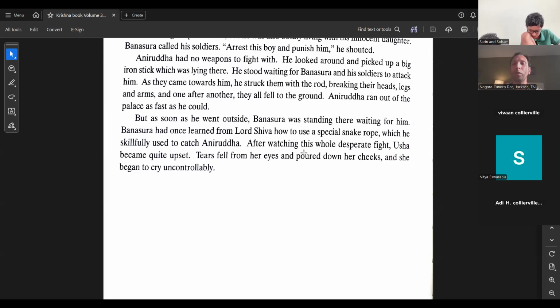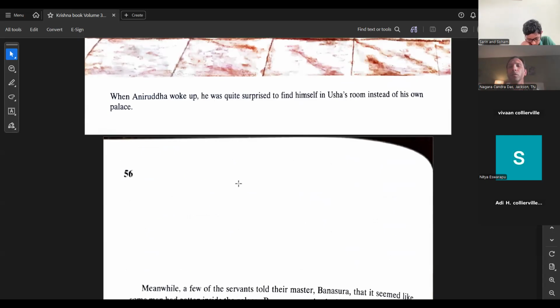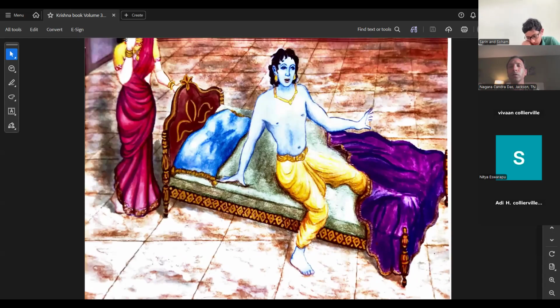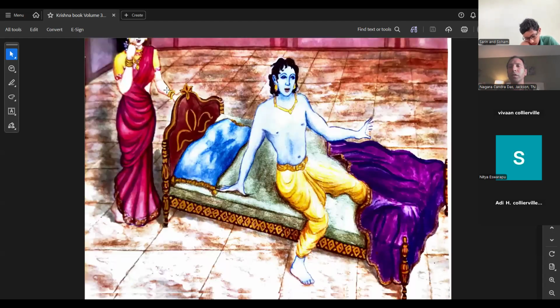After watching this whole desperate fight, Usha became quite upset. Tears fell from her eyes and poured down her cheeks, and she began to cry uncontrollably. So what has happened? Aniruddha has come and is staying with Usha.